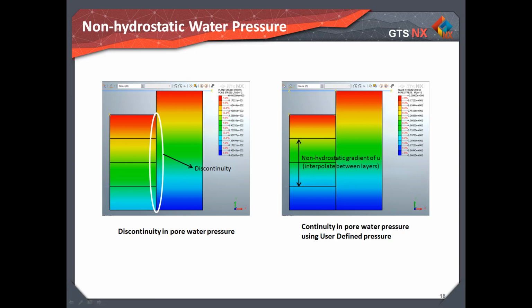The figure on the left-hand side is the wrong way of modeling the water pressure, as I mentioned, due to the discontinuity between the excavation region and behind the wall. This can be overcome by interpolation of water pressure between the two material zones in GTSNX.